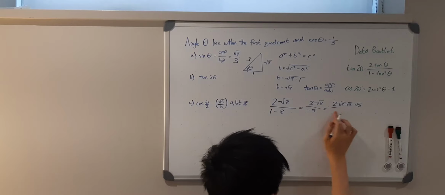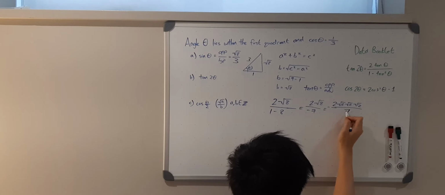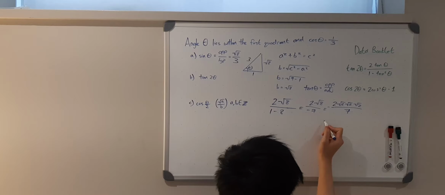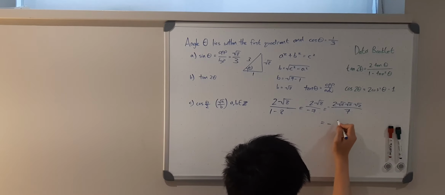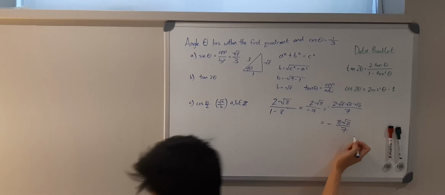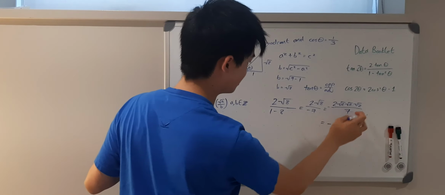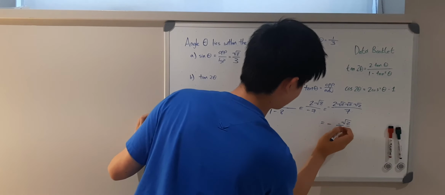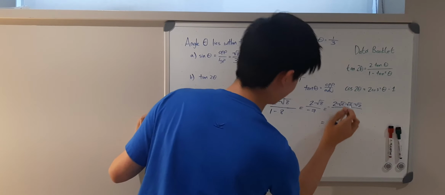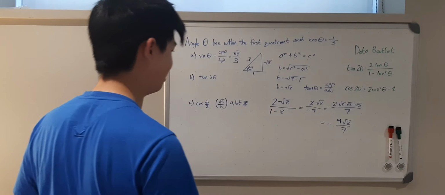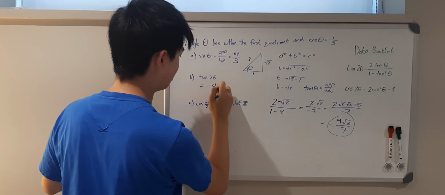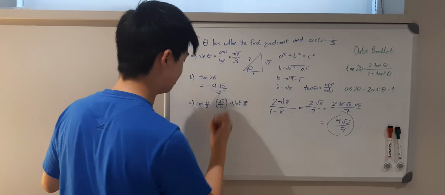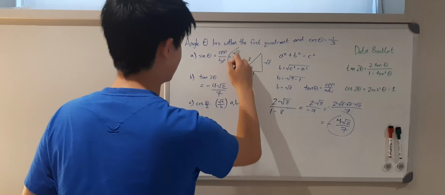Then we can collect the root 2's, so it's minus over 7. Sorry, my bad, that's a 4. The root 2 and root 2 is 2 times 2. Okay, so this is what tan 2 theta equals: minus 4 root 2 over 7. Okay, I'll just circle my answers.